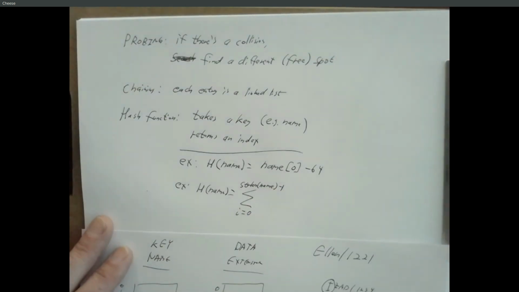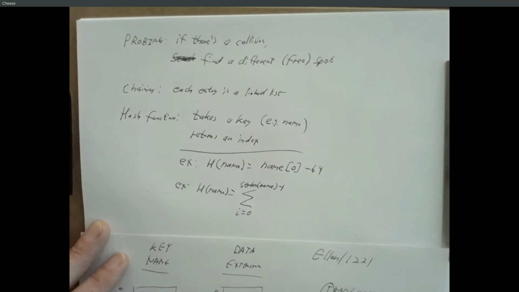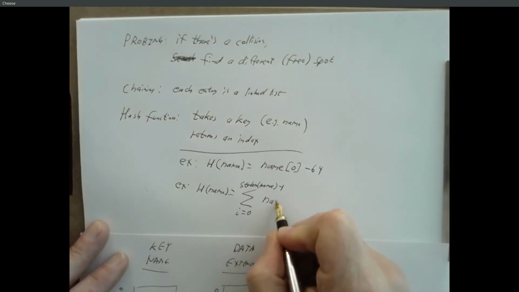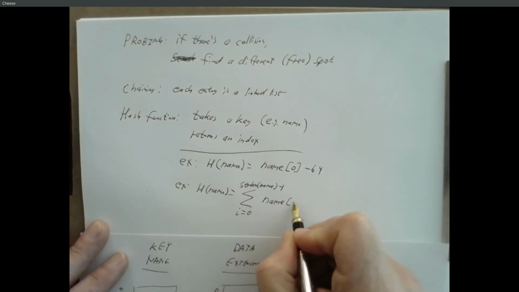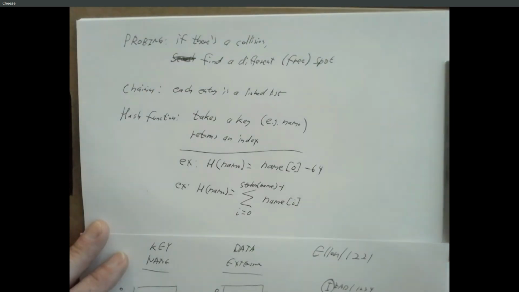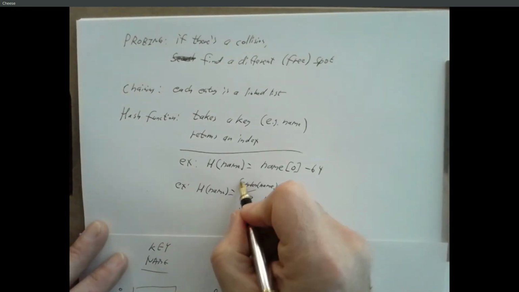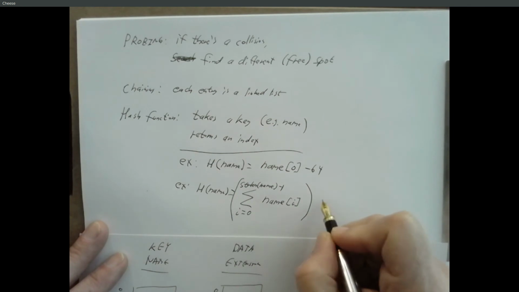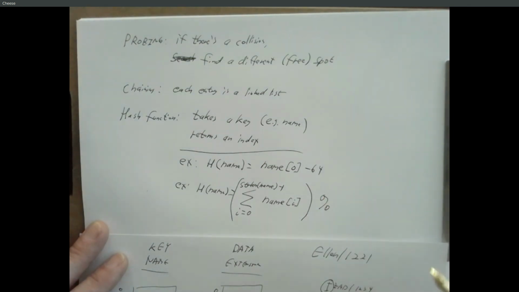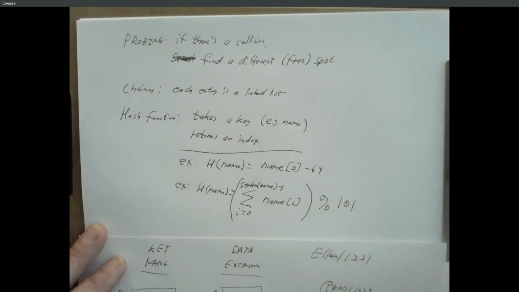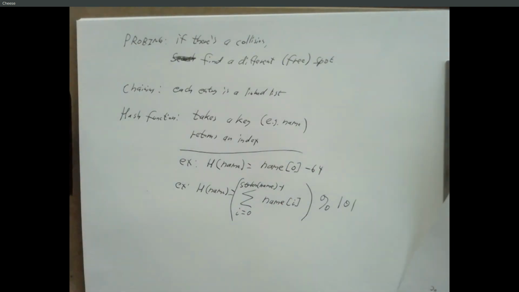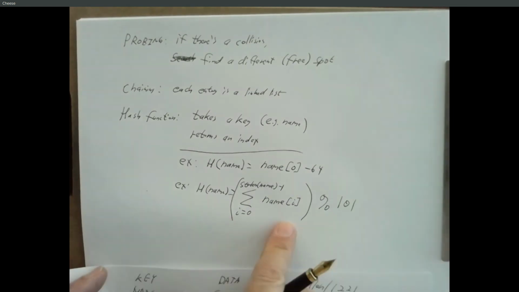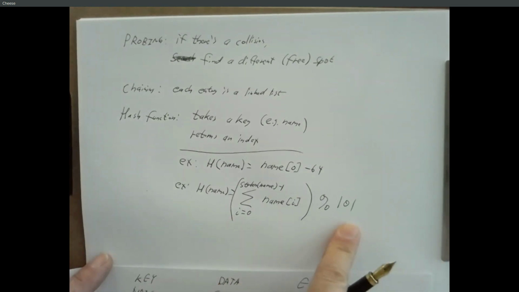Make a loop from 0 to the length of the name minus 1. Add up the ASCII codes of each character in the name. Take that whole thing and reduce it modulo 101. So make these arrays 101 elements long, going from 0 to 100. And for each name, add up their ASCII codes, divide by 101, take the remainder. Use that as the index.